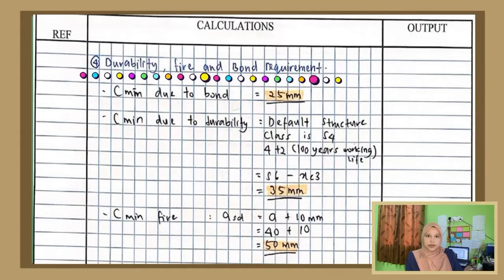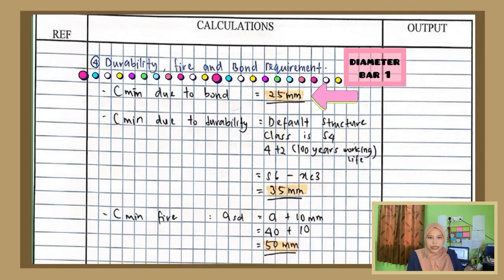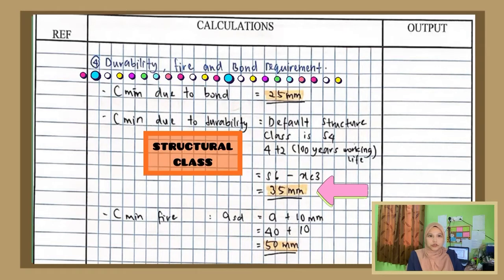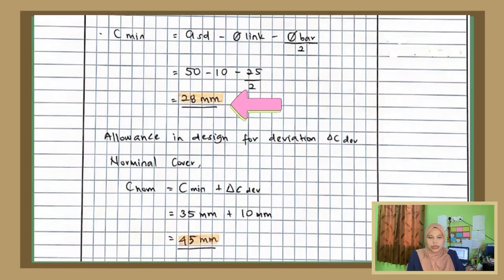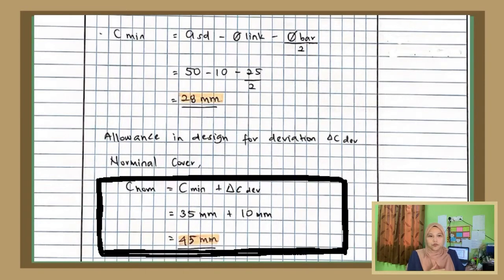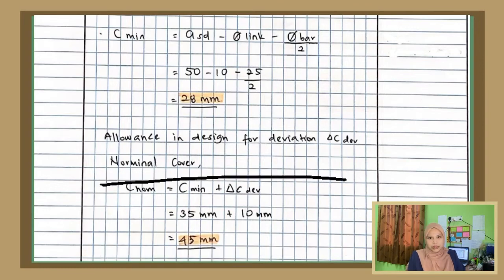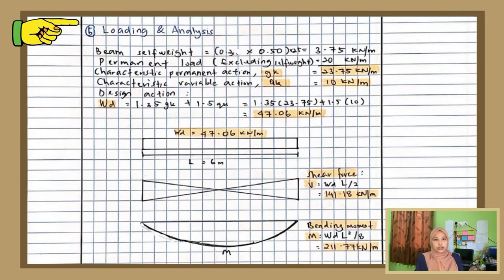Next step is to find the c min due to durability, fire and bond. First, c min due to bond is 25 millimeter based on our bar diameter, and c min due to durability based on structure class is 35 millimeter. And last, c min due to fire resistance, refer to table 5.4, and we get the answer 28 millimeter. To get c nominal, choose the higher value of c min plus 10, and we get the answer 45 millimeter. After that, go to the loading and analysis.